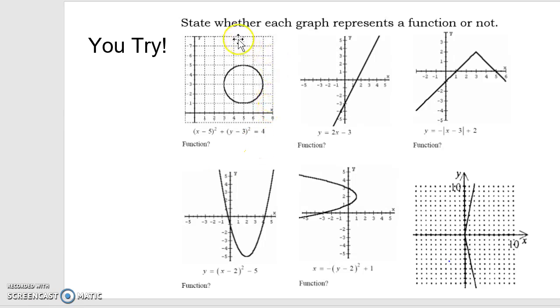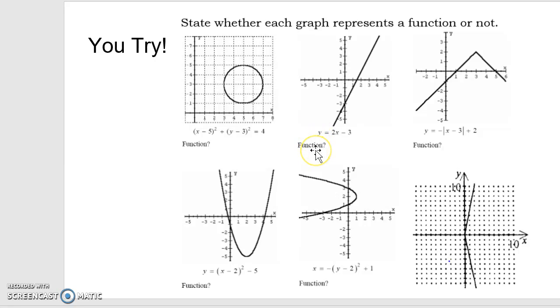Okay, first graph. If I draw vertical lines through this circle, that is going to cross twice every single one I draw, so that is not a function. This graph is a straight line, very simple and straightforward. The answer is yes, that is a function. This one is an absolute value graph, and again, the answer is yes, that is a function. Underneath here, vertical line test for this graph, yes, it is a function.